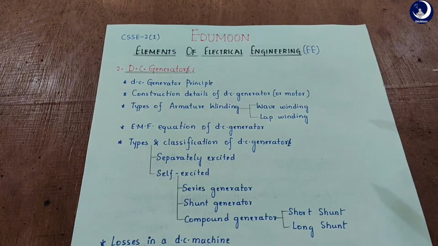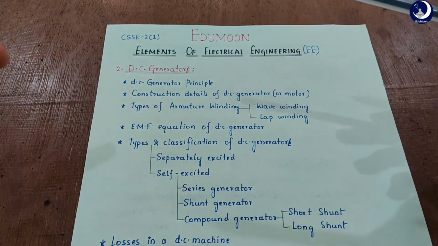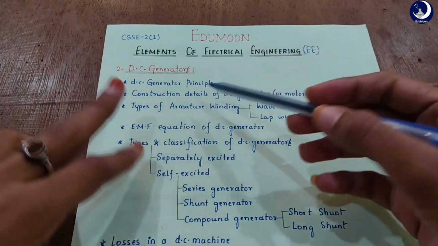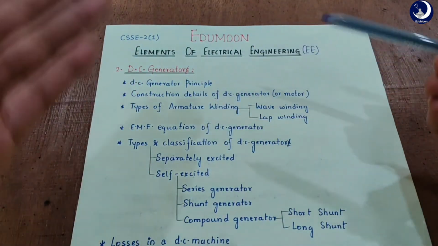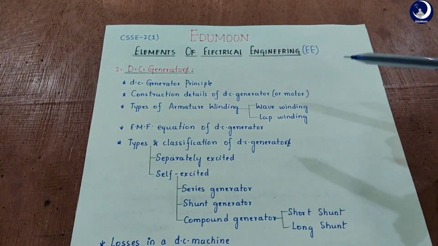So in this lecture we have learnt about the DC generator principle and the working of the commutator, and we have also learned one component of the construction details of the DC generator. We have learnt about one part of the DC generator. We are going to learn the next four parts in the next lecture.